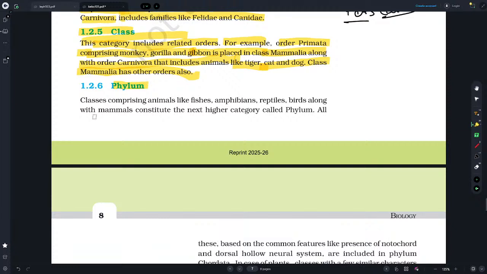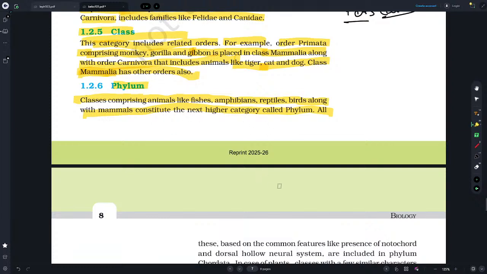The second highest category is phylum in animals or division in plants. Classes comprising animals like fishes, amphibians, reptiles, birds, along with mammals, constitute the next higher category called phylum. Pisces is the class for fishes, Amphibia the same for amphibians, Reptilia for the reptiles, Aves the class for the birds, and class Mammalia, as we saw here, for the mammals.